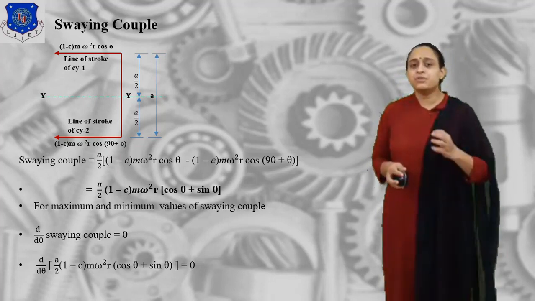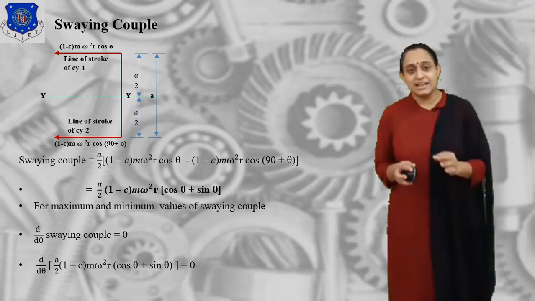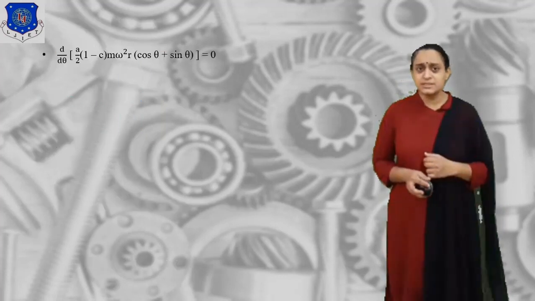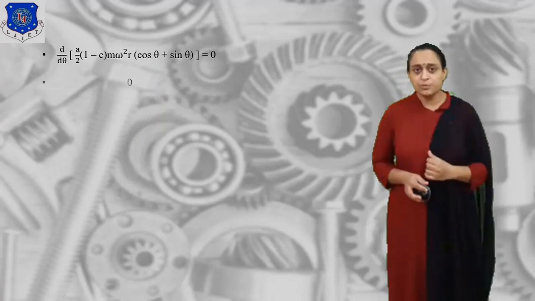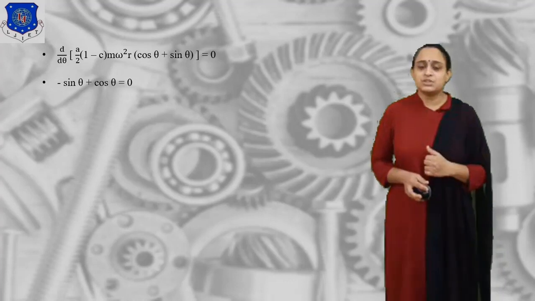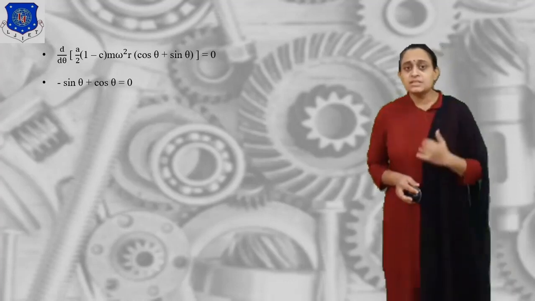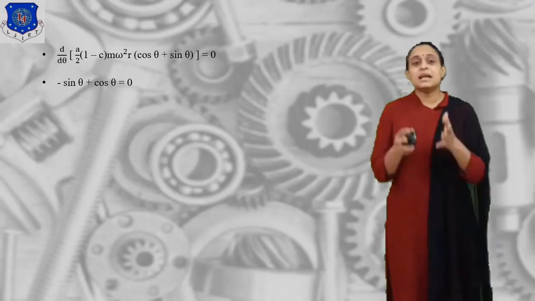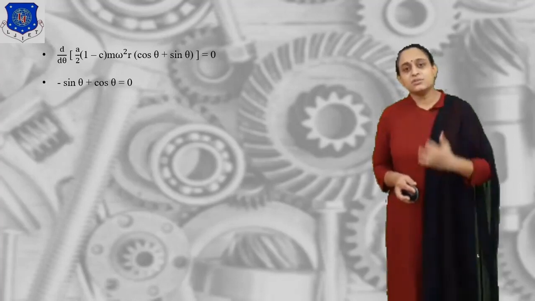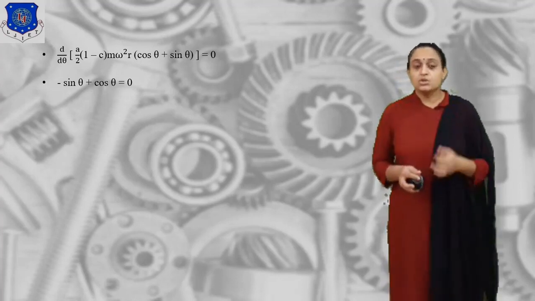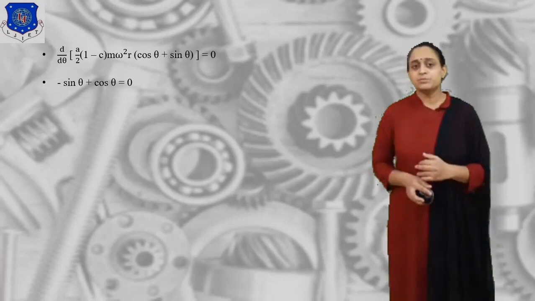Hence, we have to differentiate this value with respect to theta and we will get the exact answer. d by d theta of this is equal to 0. Now, let us differentiate cos theta plus sin theta with respect to theta. What is d by d theta of cos theta? It is minus sin theta. Plus d by d theta of sin theta, it is cos theta. So, we will get minus sin theta plus cos theta is equal to 0.